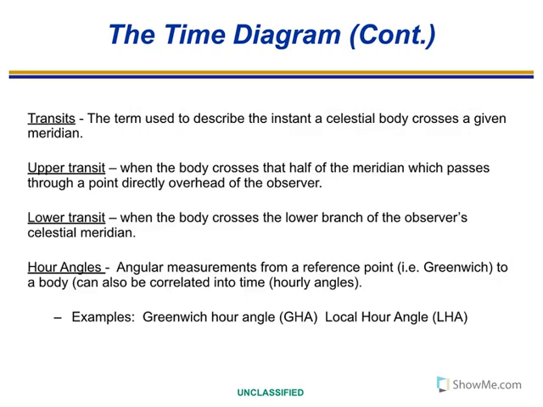Here are some definitions that we just went over in the last few pages. We talked about upper transit, lower transit, and hour angles. One that we'll cover later is transits. Whenever we talk about transits, it's when a celestial body crosses a meridian. So for instance, when the sun crosses the Greenwich meridian, that's local apparent noon.